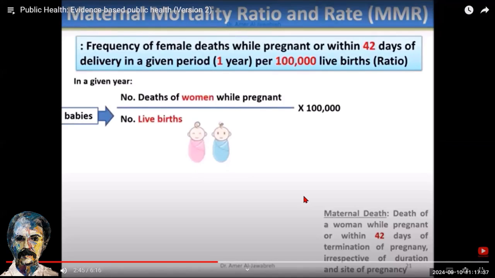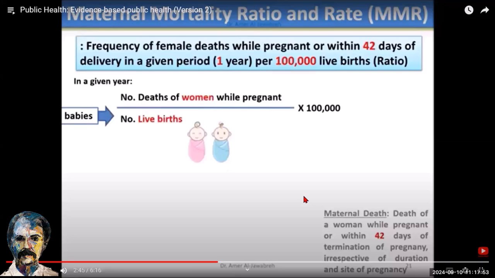Mothers, babies. This is a ratio. Ratio of this to this. Mothers to babies, that's a ratio. And this is nowadays most commonly used in WHO. If you go to the WHO website, it's mainly ratio.